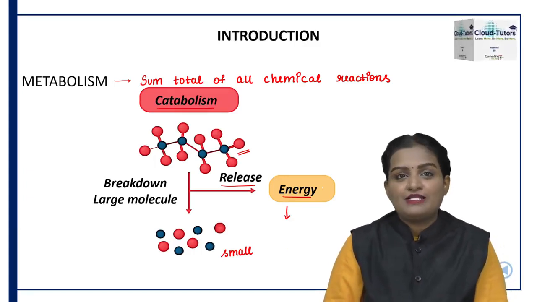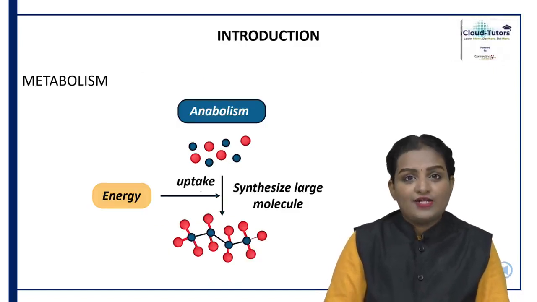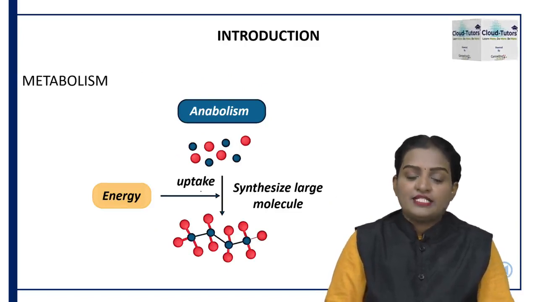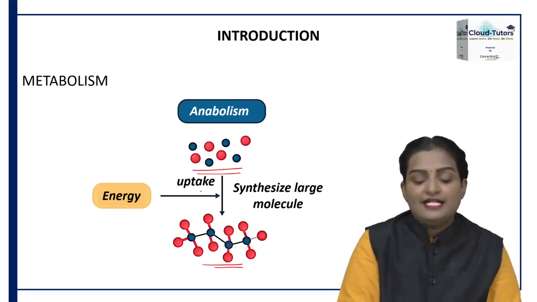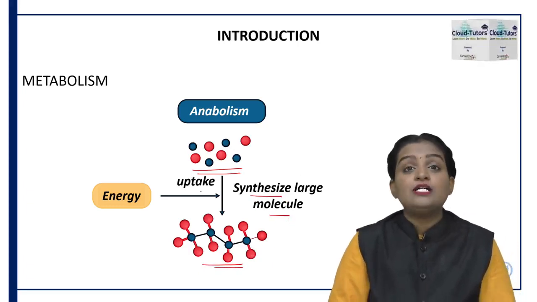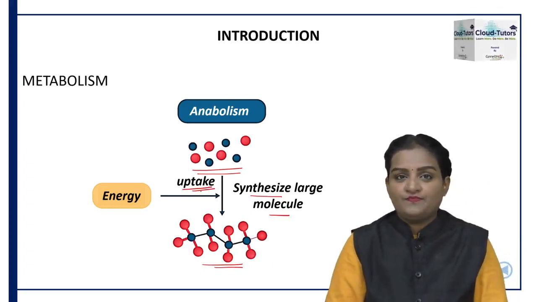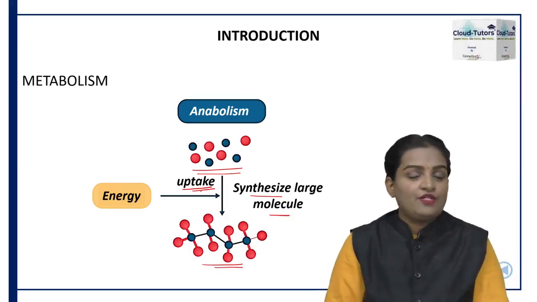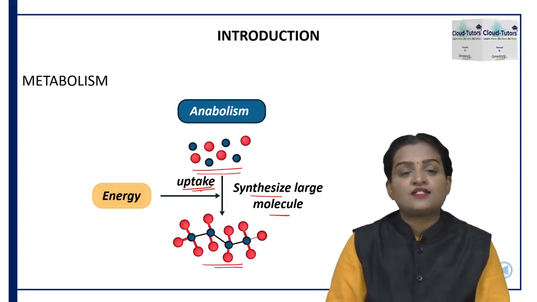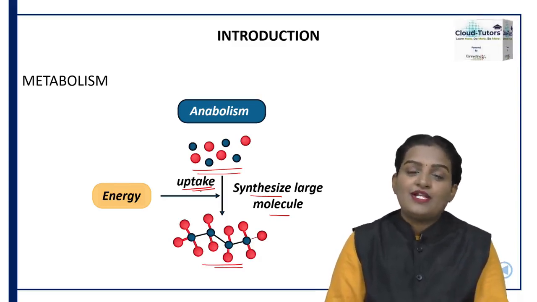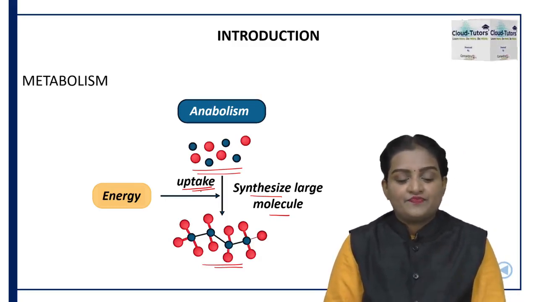The second type of metabolic reaction is opposite to that of catabolism, that is anabolic reaction. It is the opposite, as in you have smaller units which make up a larger molecule. It is synthesis of a large molecule by utilization or uptake of energy. So if you take an example from our daily life, an anabolic reaction is a constructive reaction, whereas catabolic is destructive, and both are necessary for our cell.